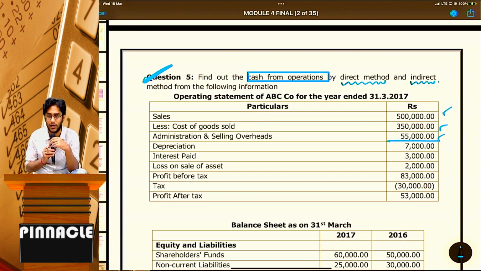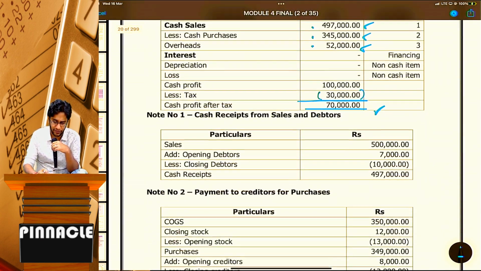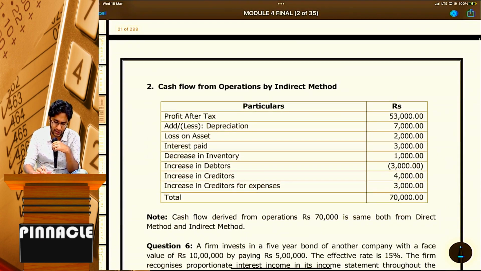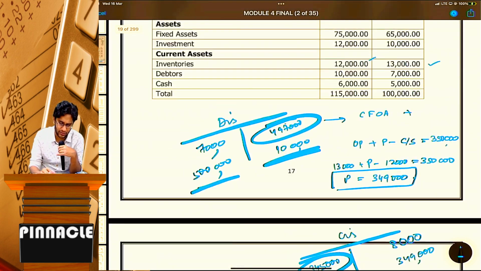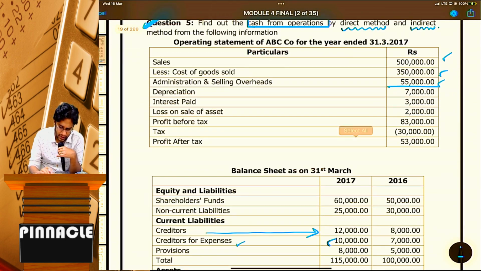In the indirect method, what is your starting point? Profit. Actually speaking, profit before tax will be your starting point, sir. There is no particular format prescribed by the standard for the cash flow statement, but that's how we normally do it. Here what he has done is directly took PAT and finished off. That's okay, not a problem. Anyway, the answer will be the same. So PAT you take 53,000.